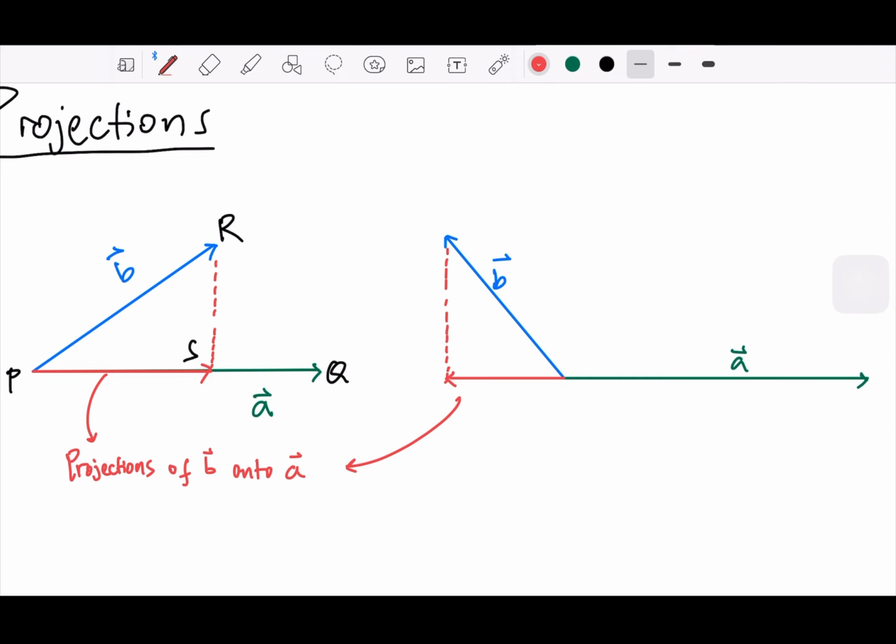You can think of this as a shadow, right? Shadow of the vectors. It's giving you the visual of a shadow. Okay, this is a projection, a vector projection.